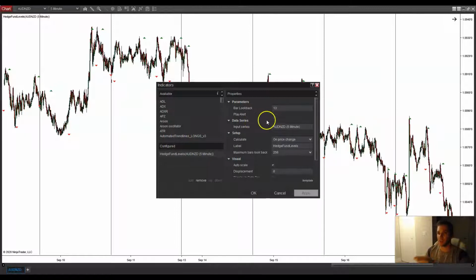So on the AUD NZD, I was using this as a 13 bar look back. When you're using the bar look back, you want to use it in a way in which you can find what best suits you. So the smaller the number on the bar look back, the more hedge fund levels you get. The higher the number, the fewer levels you get in terms of arrows that are printing on the screen. Okay, so I'm going to use a 13 just for this example.